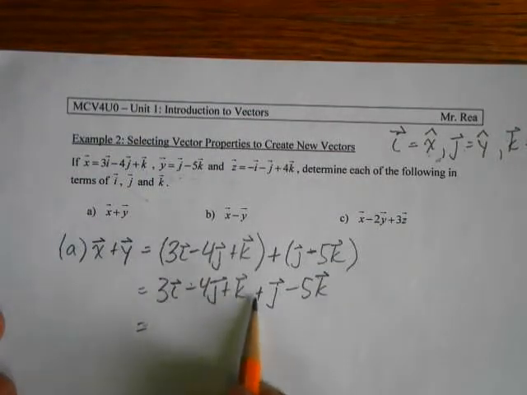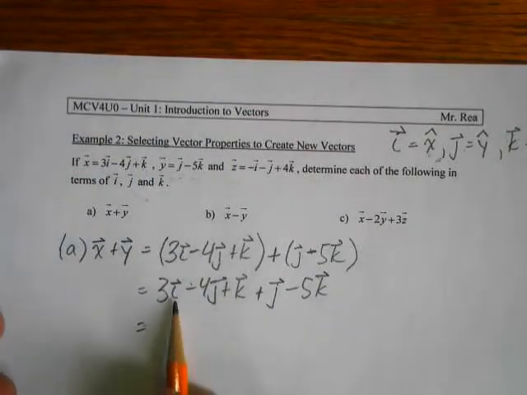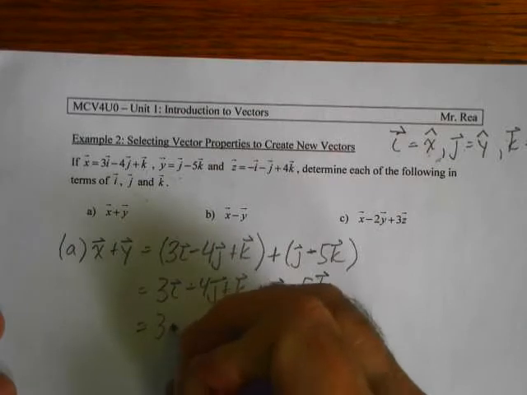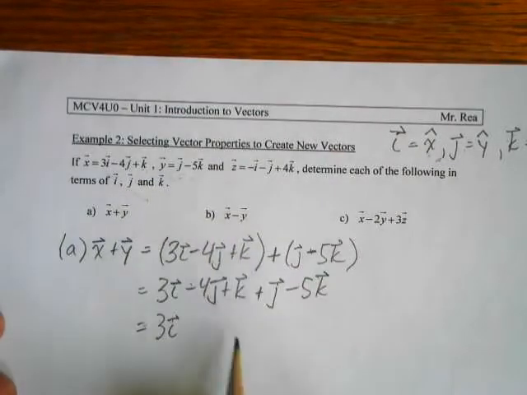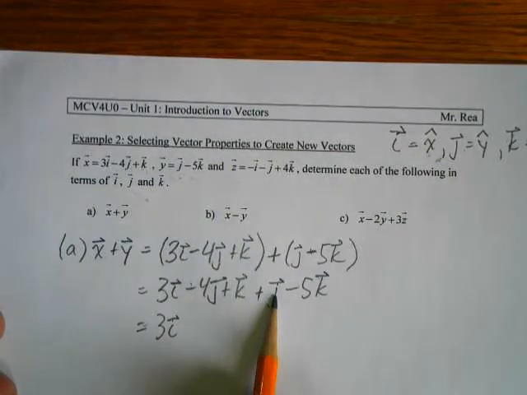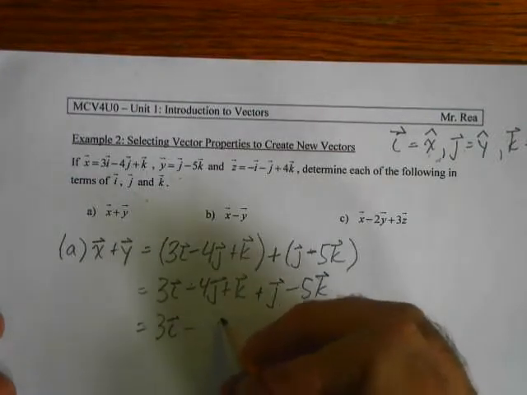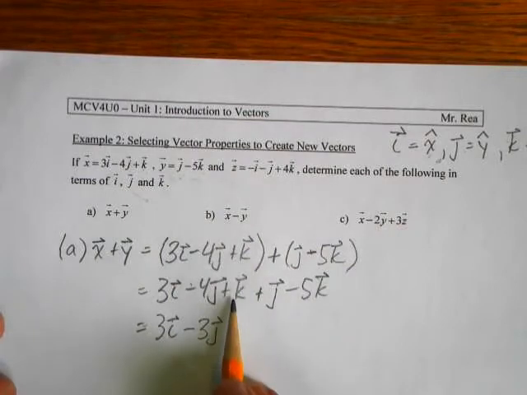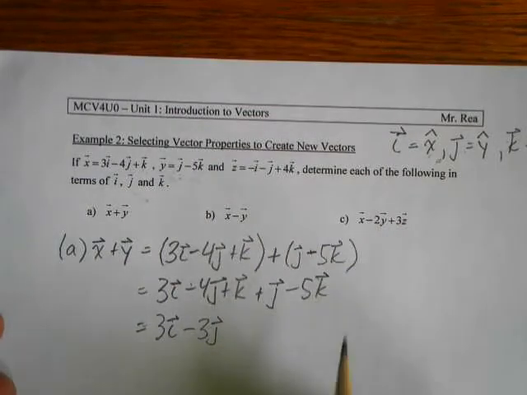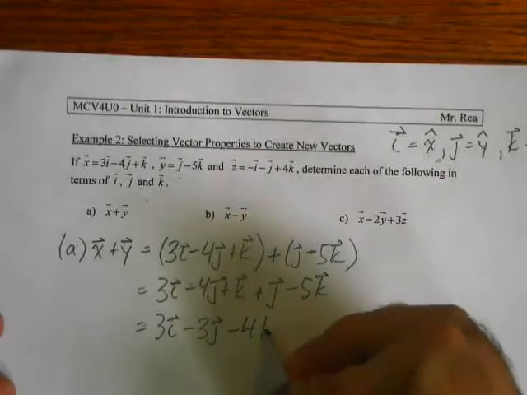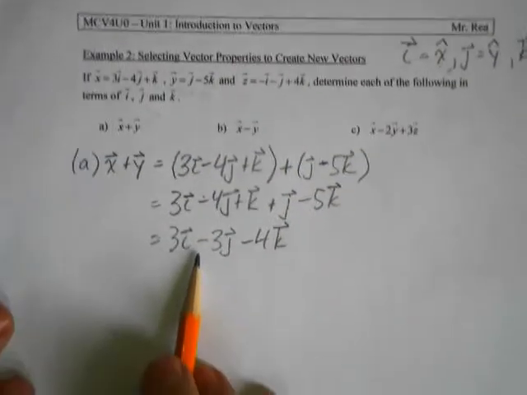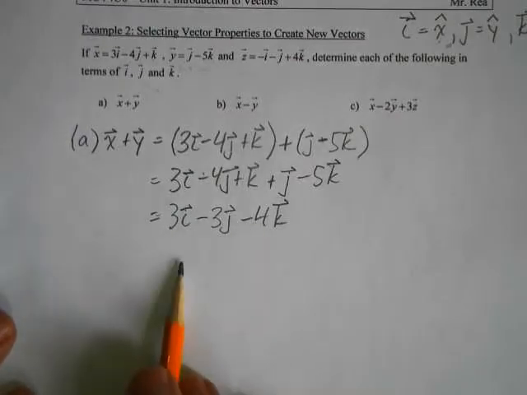And now I can combine the similar vectors, the vectors that I can combine. So I've only got one of the i's, so that's 3i. I've got a negative 4j and a plus j, so that turns into minus 3j. And the k, I've got plus k minus 5k, so minus 4k. So that would be the resultant of x plus y in terms of the vectors i, j, and k.